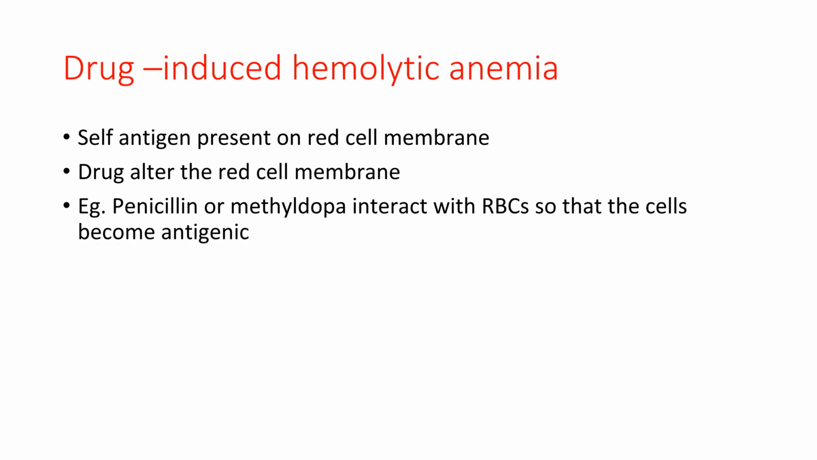Next is the drug-induced hemolytic anemia. In this, the self-antigens are present on the red cell membrane. The drug alters the red cell membrane, which results in hemolytic anemia. For example, penicillin and methyldopa interact with RBCs so that the cells become antigenic in nature, and hence autoantibodies are developed against these antigens.